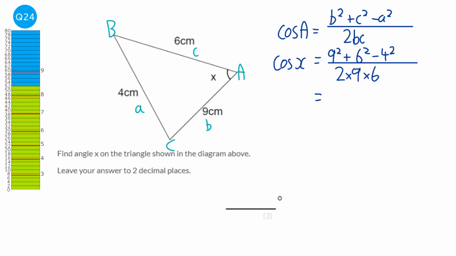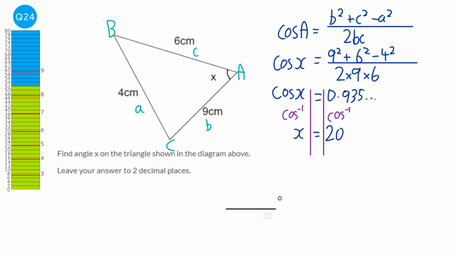And when you do that on the calculator, you get 0.935 and so on. But that's what cos A equals. So if we try and solve that now, all we need to do to both sides is the inverse cos. So we're just going to do the inverse cos of 0.935 on the calculator, and that gives us 20.741 and so on, and it says it wants 2 decimal places, so that's going to be 20.74.